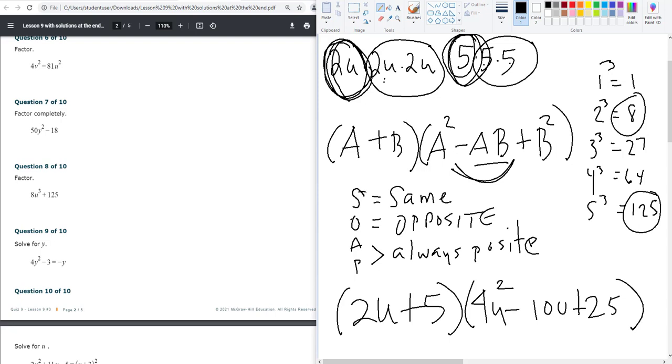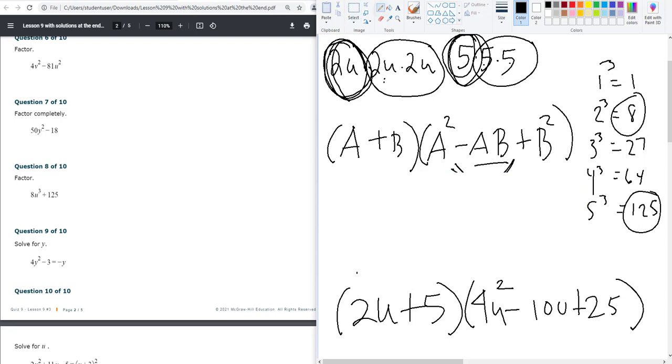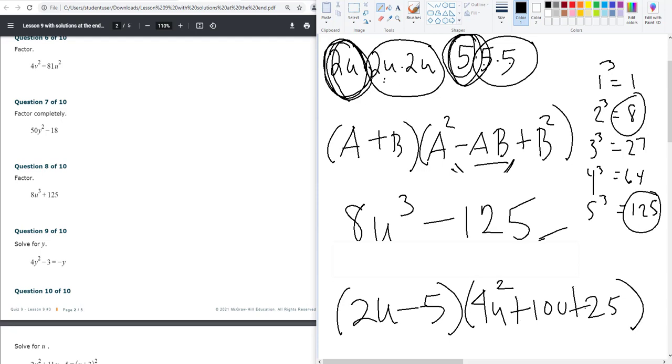Now, if we change it to the minus, okay? So it's the same problem, except it's 8u cubed minus 125. But the signs are different, so we have to apply the SOAP rules. I'm going to erase these signs, and let's apply SOAP. So the same as the problem would be a minus. The opposite of a minus is a plus, and the last one's always a plus. So it's exactly the same except for that. And so that's called your sum and difference of cubes.